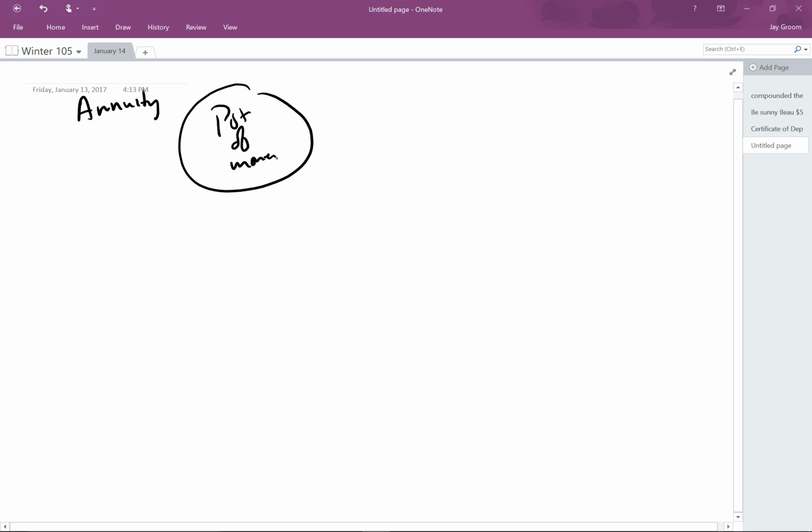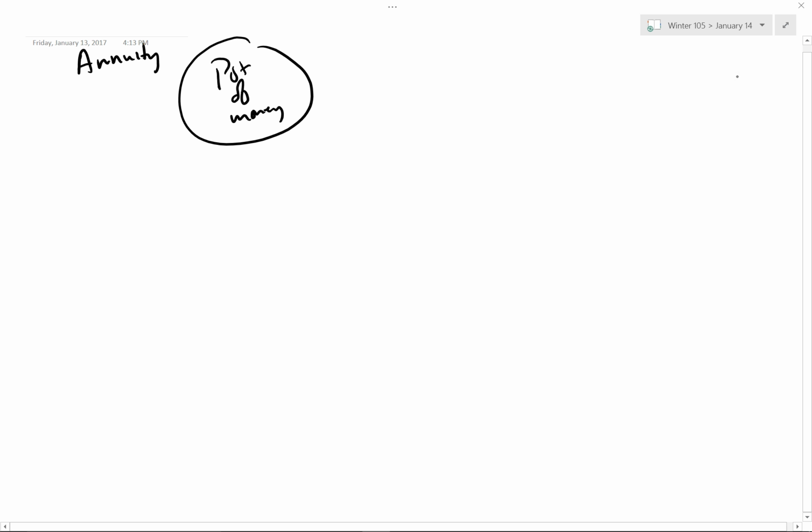It's stuffed in the mattress. It's in a cookie jar. I don't know where you got it. Buried in the backyard in mason jars. I don't know. But you take it and you send it to someone. You agree to invest it.